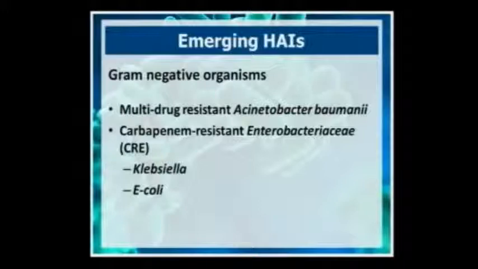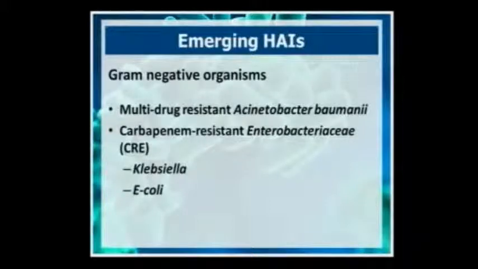So some emerging HAIs, most of those are gram-negative organisms. Those are the ones that are harder to treat and wreak more havoc on the human body. There's really nothing in the pipeline right now new for gram-negative organisms, and it takes a long time to develop new drugs in this country.